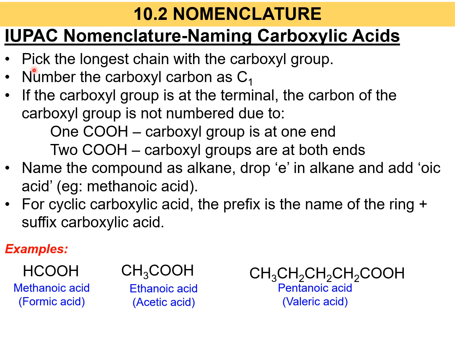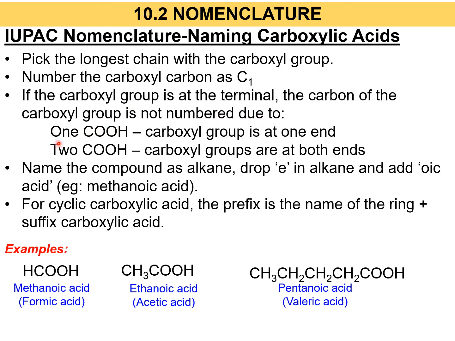The first thing that you need to do ialah you kena tengok the longest carbon chain yang ada carboxyl group, because that will be the parent, okay? And then you need to number the carboxyl carbon as carbon number 1, okay? Carbon yang pertama. If the carboxyl group is at the terminal, the carbon of the carboxyl group is not numbered.